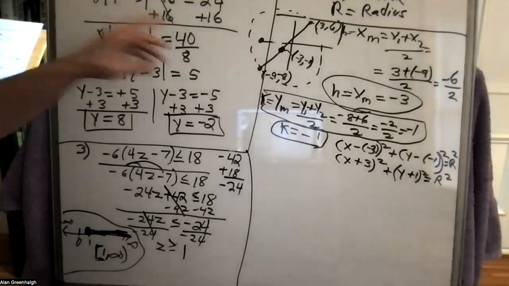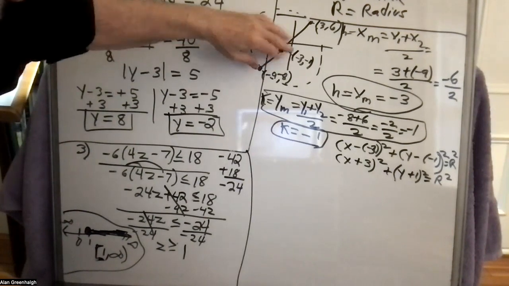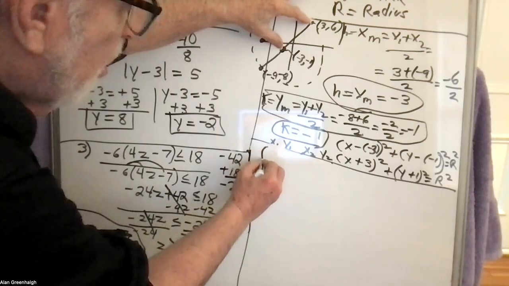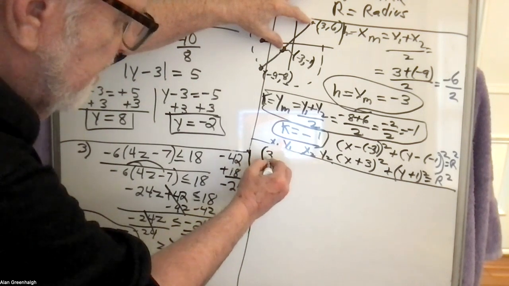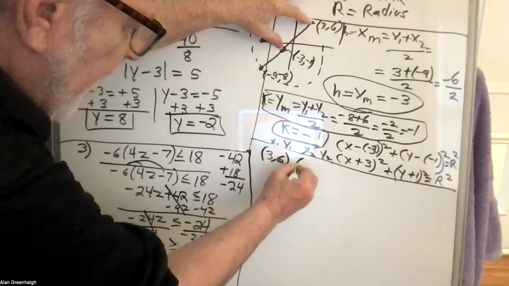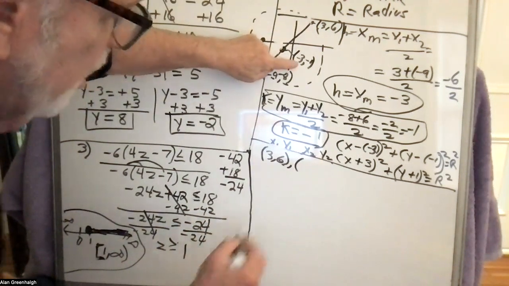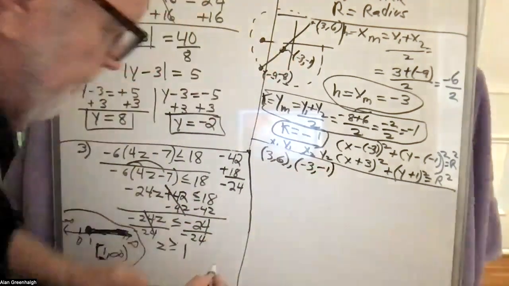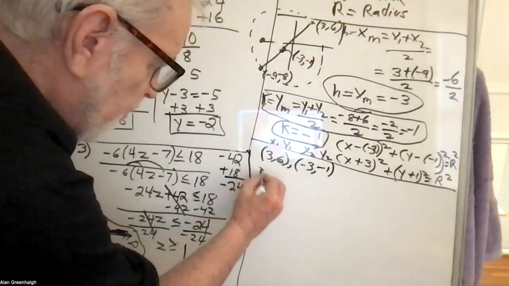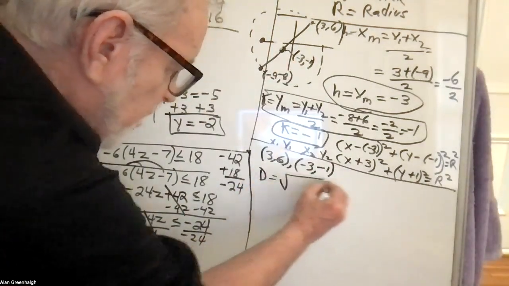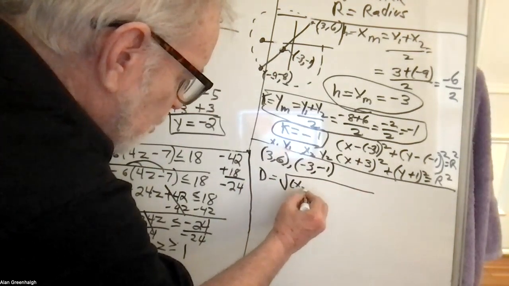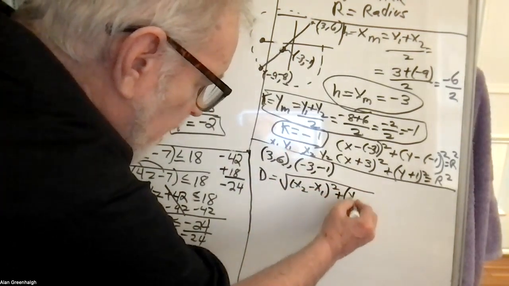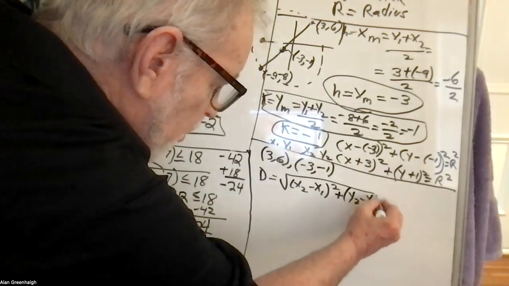So it's your choice, but I think I chose, let me see what I chose. Yeah, I chose the positive value. I don't want all negative values here. So I chose (3, 6). (x1, y1) will be (3, 6), and (x2, y2) will be (-3, -1). Okay, and now we use the distance formula, which is the square root of (x2 minus x1) squared plus (y2 minus y1) squared.